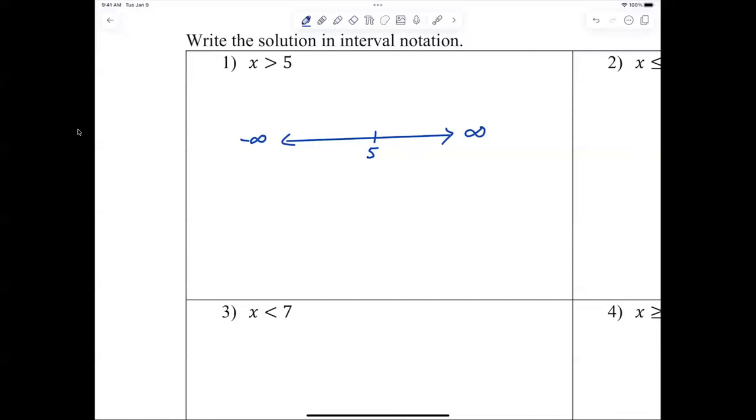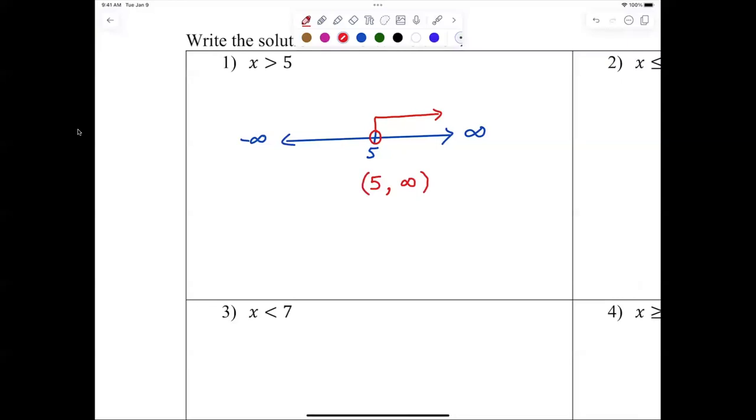Yesterday we learned if you're greater than 5, there's going to be an open circle at 5, and we're going to the right. Interval notation says this: where are we starting? We're starting at 5. And you always read numbers from left to right. So we're starting at 5 and we're heading towards where? Infinity.